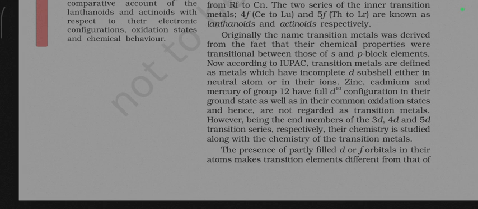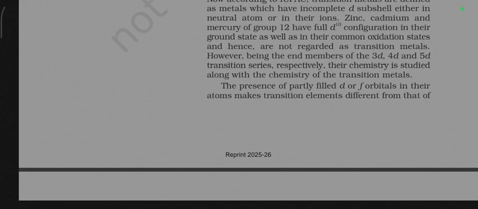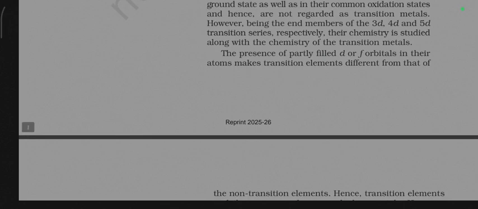Zinc, cadmium and mercury of group 12 have full d10 configuration in their ground state as well as in their common oxidation state and hence are not regarded as transition metals. However, being the end members of the 3d, 4d and 5d transition series respectively, their chemistry is studied along with the chemistry of transition metals.